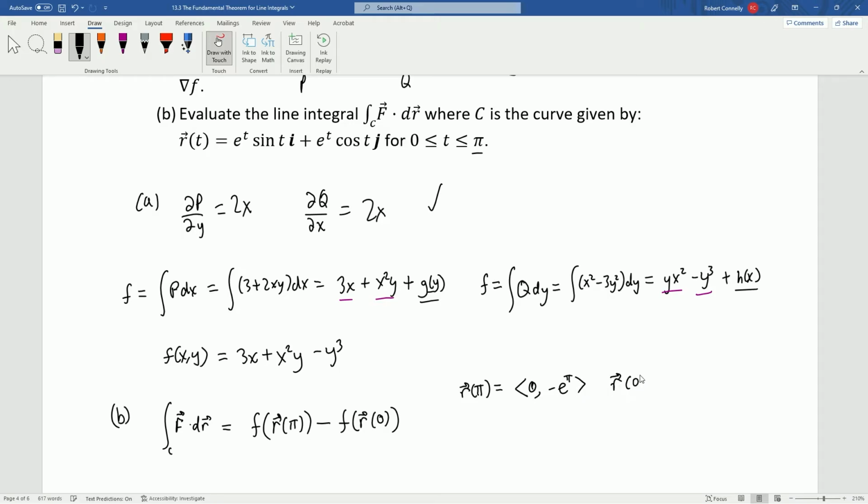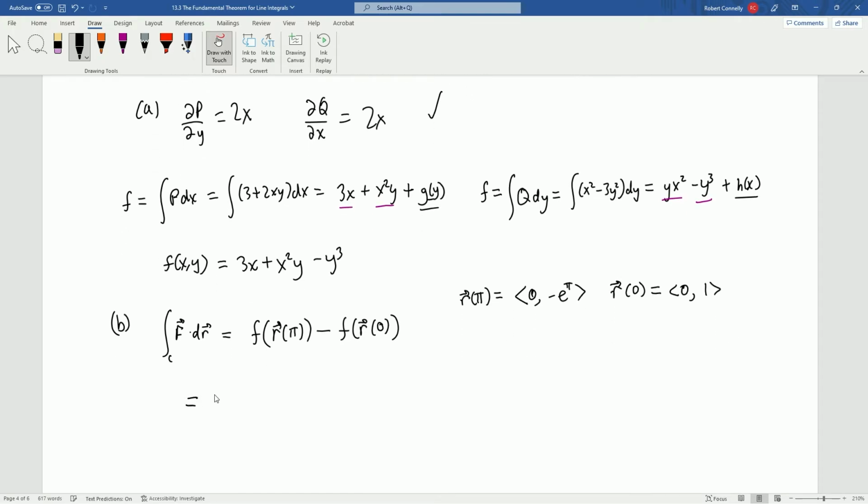And r evaluated at 0 is, well, e to the 0 times sine of 0, which is 0. And for the y-coordinate, we get e to the 0 times cosine of 0, which is 1. So e to the 0 is 1, so this is just 1. So in other words, this can be rewritten as f of (0, negative e to the pi) minus f of (0, 1). And now we can just plug that into our function. So that's, I think that's pretty nice. I truly think that is far easier than most line integral problems.